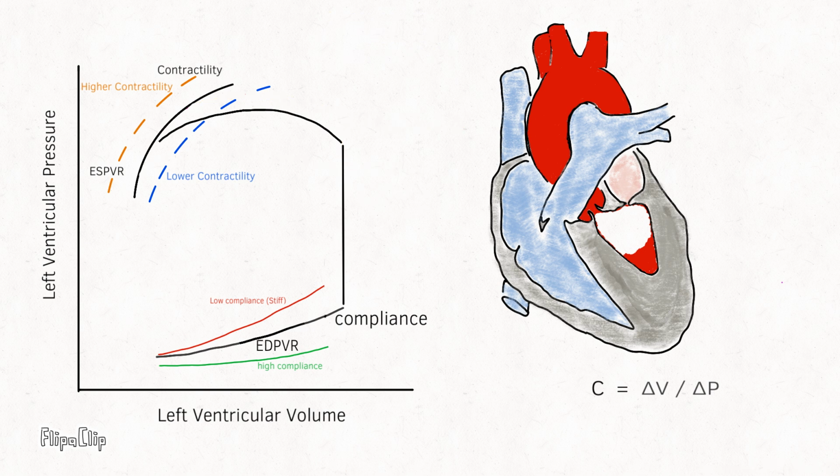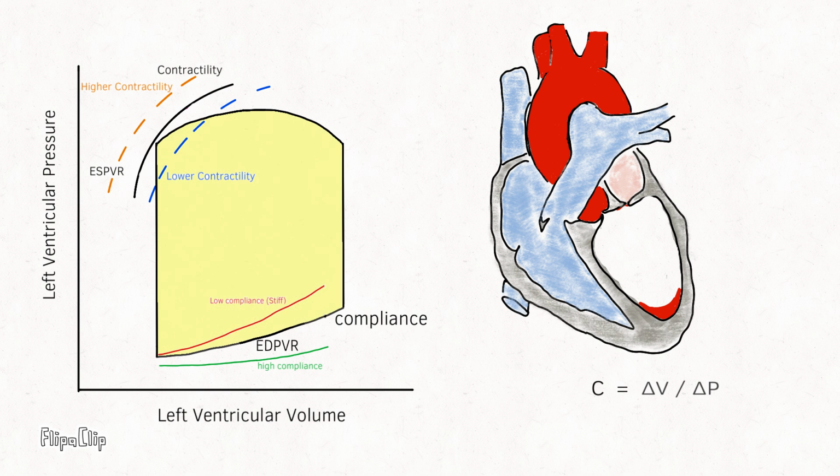After ejection, the ventricle begins to relax. Both valves are closed, so volume remains constant while pressure falls rapidly. This phase is known as isovolumetric relaxation. Together, the four phases, ventricular filling, isovolumetric contraction, ejection, and isovolumetric relaxation, form the cardiac pressure volume loop.